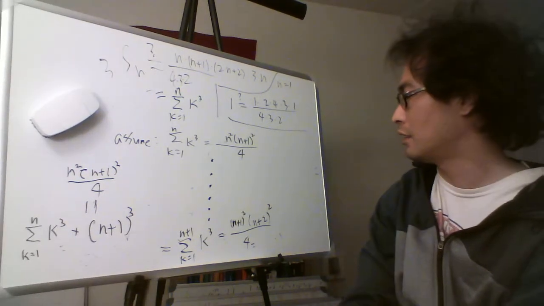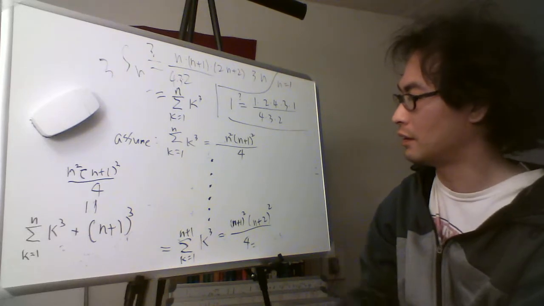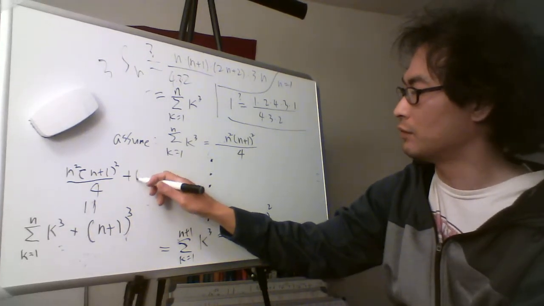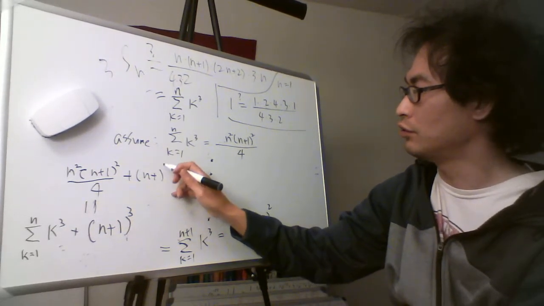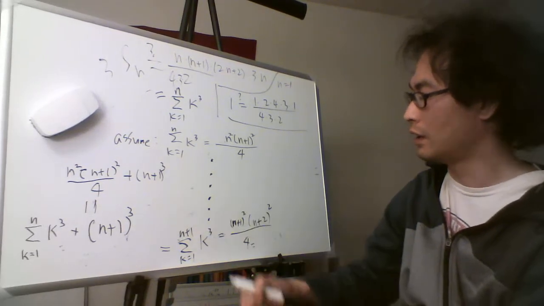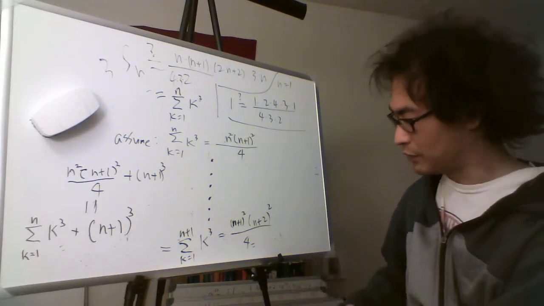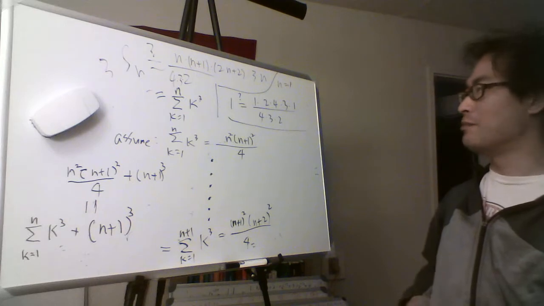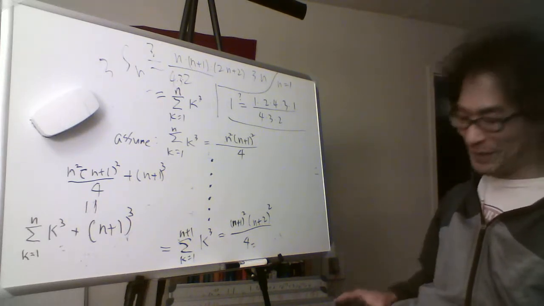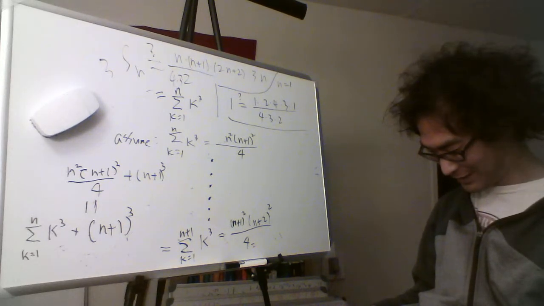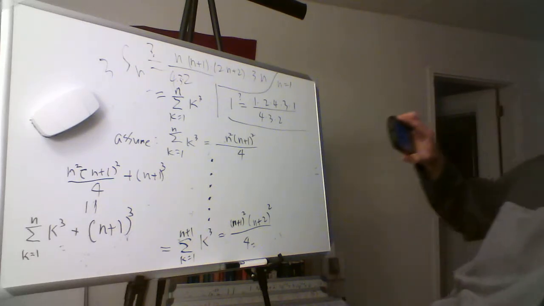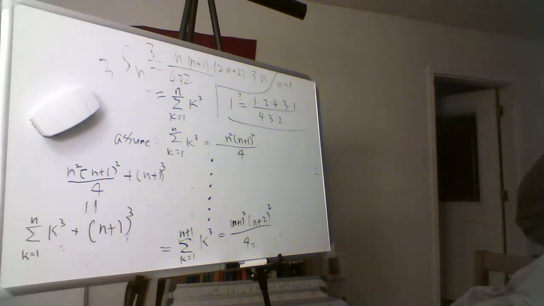Plus what? N plus 1 cube. Okay, I'm gonna take a picture of this because it's very beautiful. It may be the wrong formula, by the way, but it's pretty anyways. So I'm gonna take a picture of this. It's worth taking a picture because it's pretty.